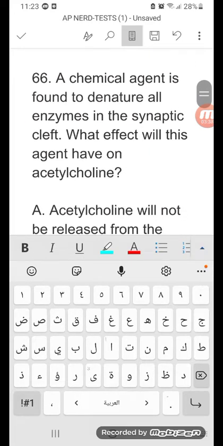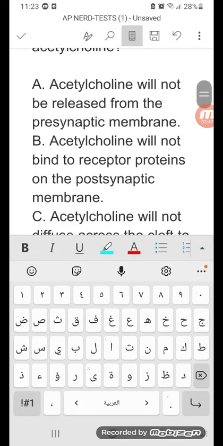A chemical agent is found to denature all enzymes in the synaptic cleft. What effect will this agent have on acetylcholine? Number one, all students make mistakes with these questions because they think neurotransmitters are enzymes. Neurotransmitters are not enzymes. Enzymes speed up reactions by lowering activation energy. But this is not the function of neurotransmitters. Neurotransmitters just go from presynaptic cleft to postsynaptic cleft and convey a message.